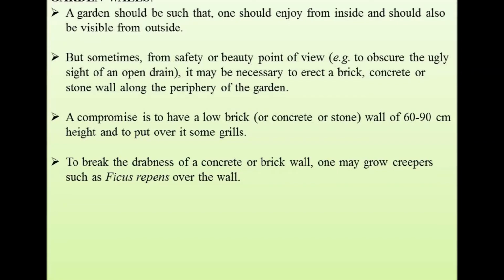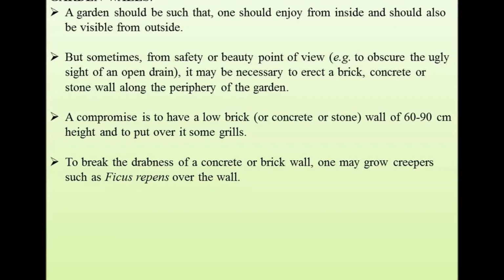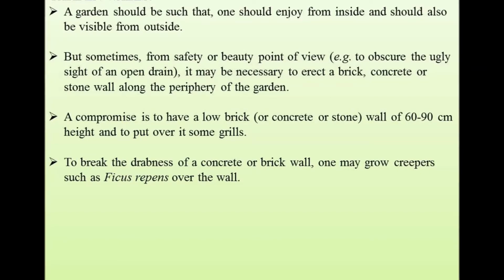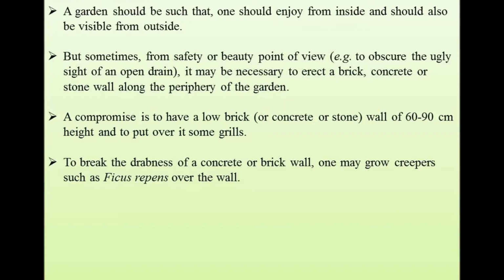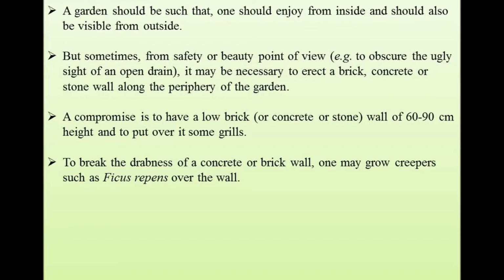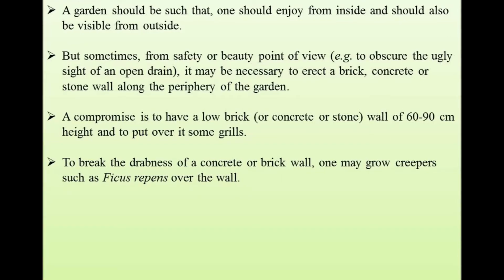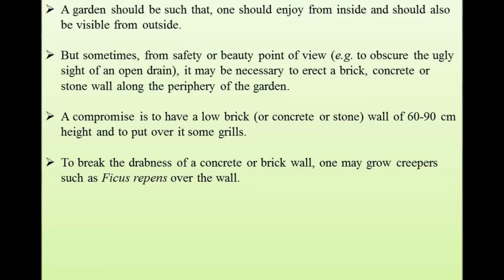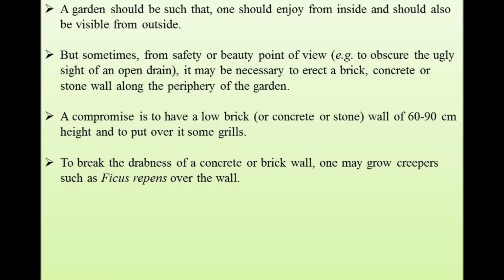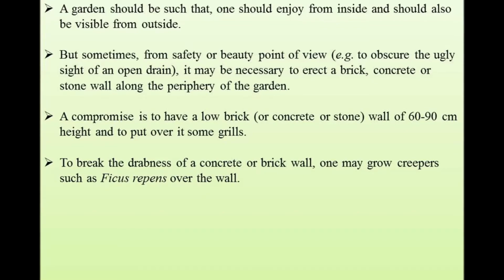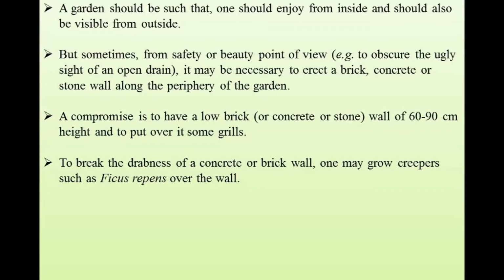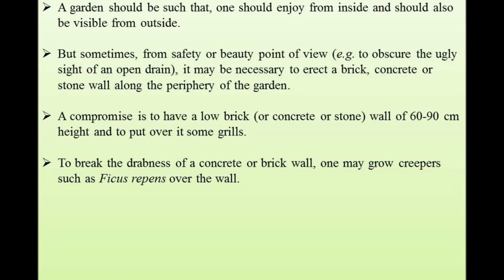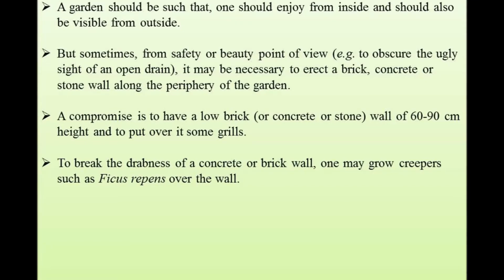A garden wall can be developed by planting a live hedge, or it can also be erected using brick, concrete or stone. There is a possibility we can enjoy inside the garden, but it hides the outside of the area. That means it creates invisibility from outside. But as a compromise, it is to have a low wall, generally of brick, concrete or stone.